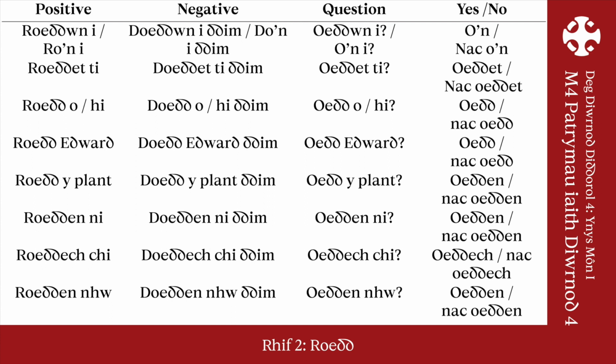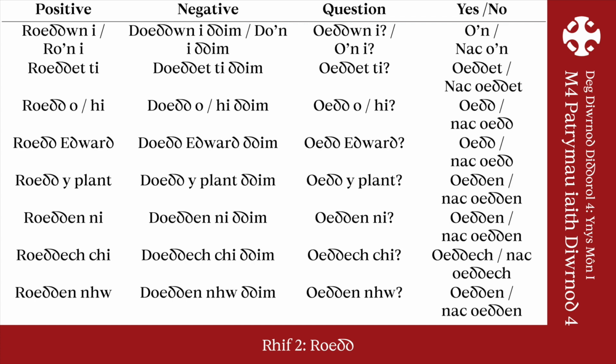Roeddet ti. Doeddet ti ddim. Oeddet ti. Oeddet. Nac oeddet. Roedd o. Roedd hi. Doedd o ddim. Doedd hi ddim. Oedd o? Oedd hi? Oedd. Nac oedd.